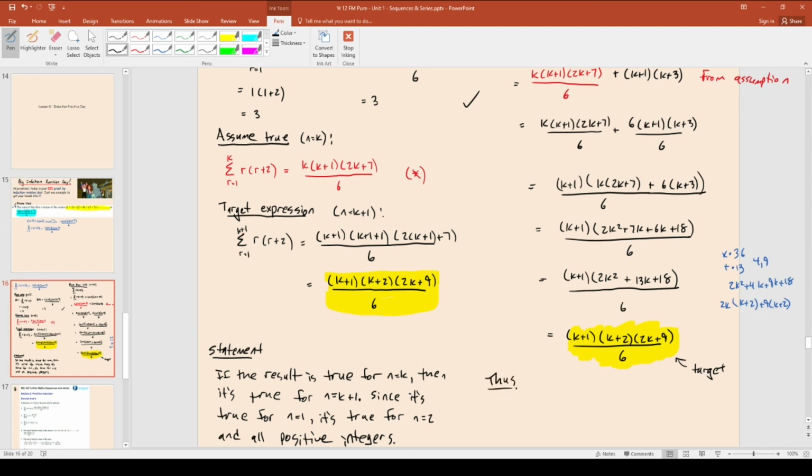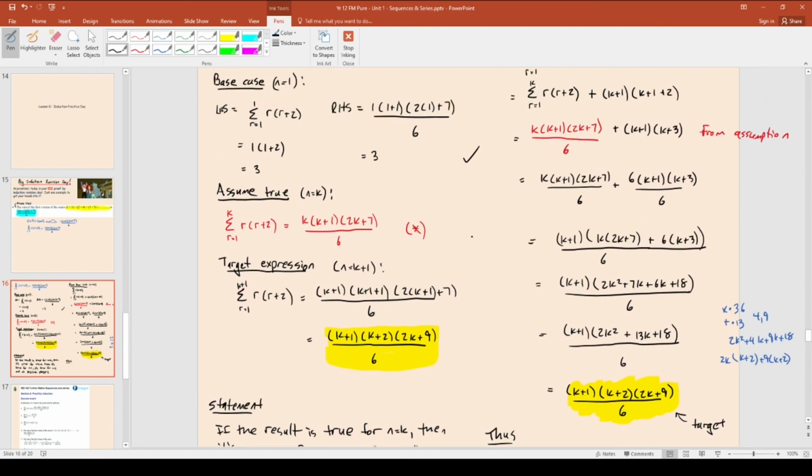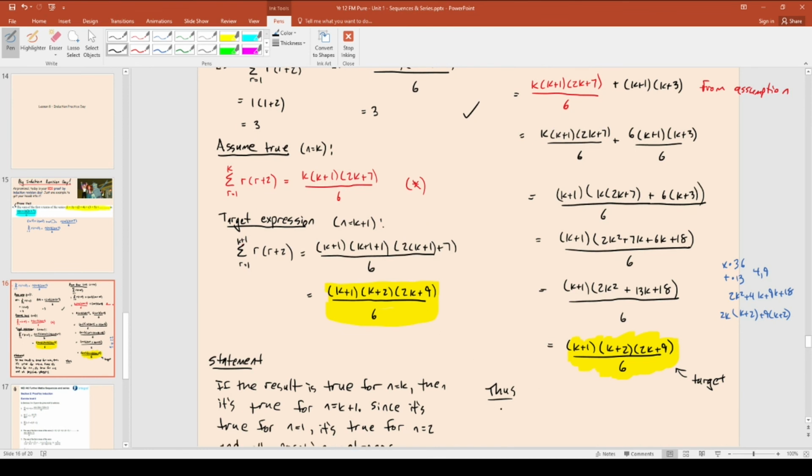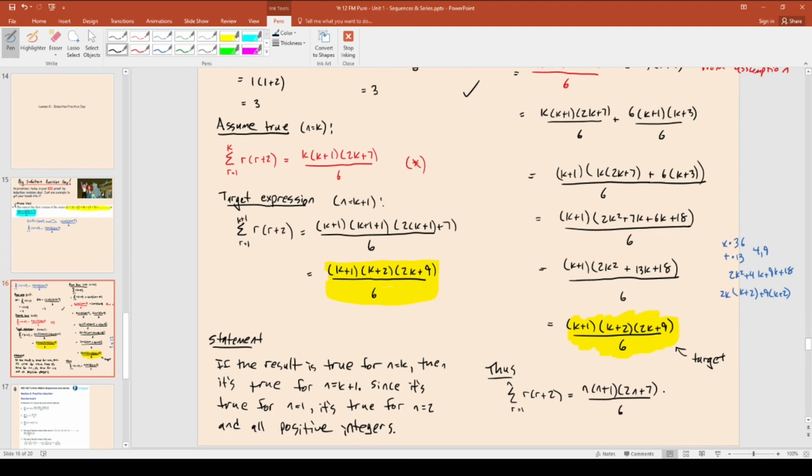Thus, and here it is, our original equation, which is up there in blue, the sum from r equals 1 to n of r plus 2, what was it again? Yeah, it was r plus 2, is equal to n plus 1, 2n plus 7, all over 6 by mathematical induction. Whew! By mathematical induction.